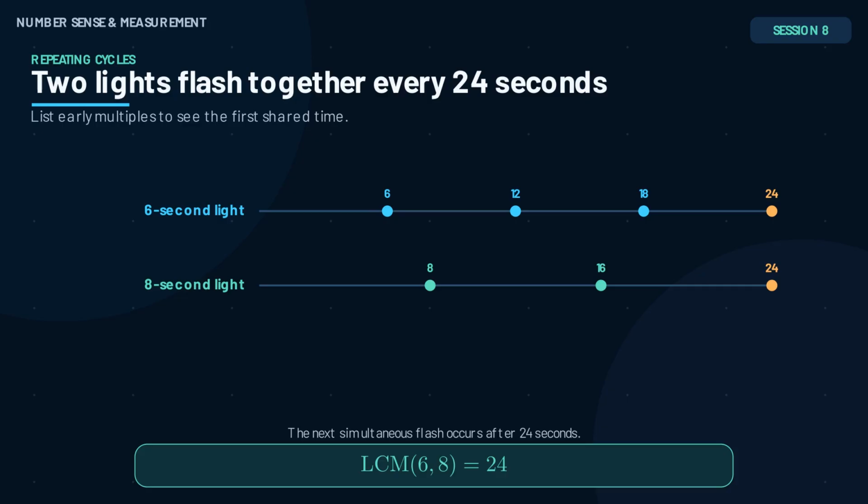One light flashes every 6 seconds and another every 8 seconds. The first light flashes at 6, 12, 18, and 24 seconds. The second flashes at 8, 16, and 24 seconds. Their first positive shared time is 24 seconds, the least common multiple of 6 and 8.